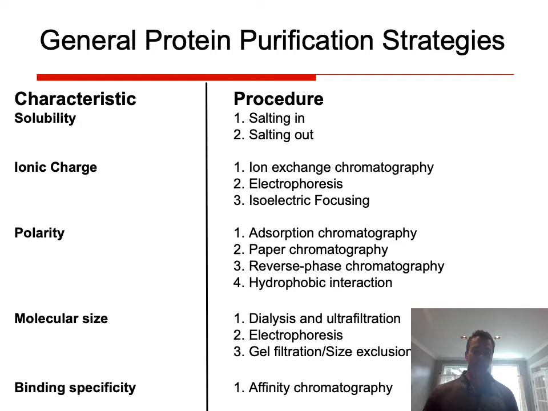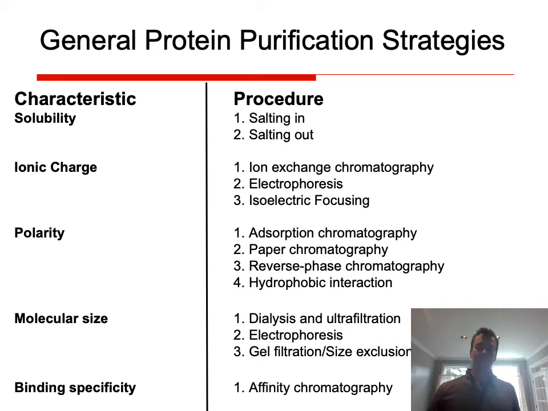One of the most basic ways is just by the size of your protein. You can separate out macromolecules from small molecules, even different sized proteins. You can do that by a couple of different techniques, dialysis or ultrafiltration, and I'll talk through what these are. Electrophoresis, in addition to using charge, also separates based on size. And then gel filtration or size exclusion chromatography, I'll talk through what that is. That's a technique that is used a lot in protein purification.